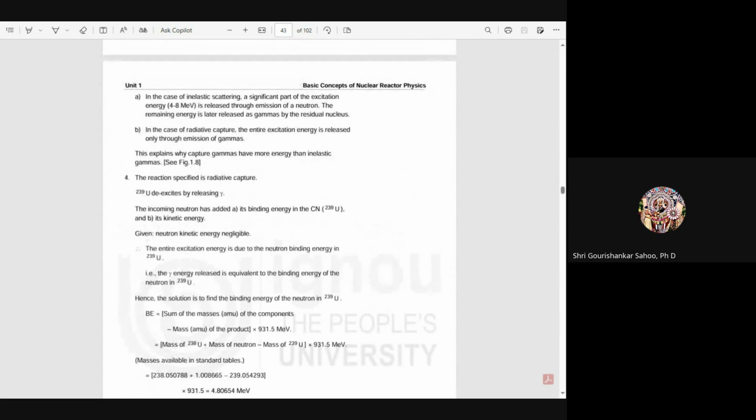Okay. In the radiative capture reaction specified, your uranium-239 de-excites by releasing gamma. The incoming neutron has added its binding energy in the compound nucleus uranium-239 and its kinetic energy. So your neutron kinetic energy is negligible. The entire excitation energy is due to the neutron binding energy in uranium-239. So your gamma energy released is equivalent to the binding energy of the neutron in uranium-239. So your solution is to find the binding energy of the neutron in uranium-239, and the binding energy will be 4.80654 mega electron volt.